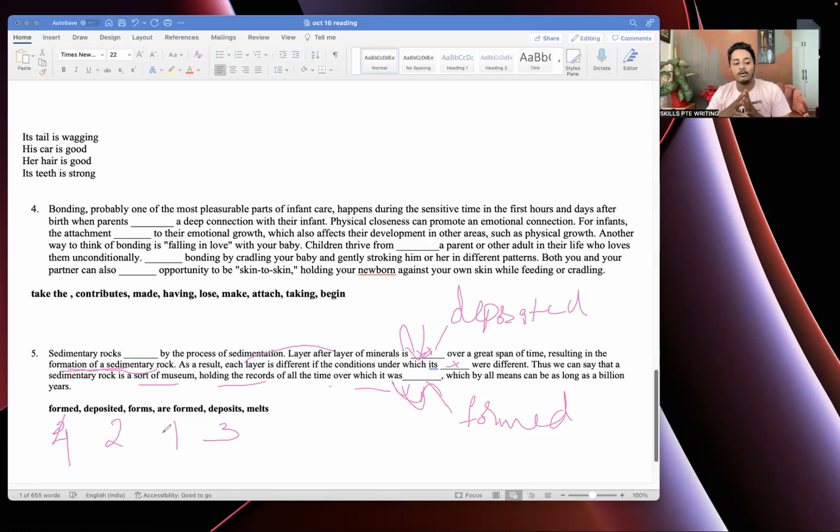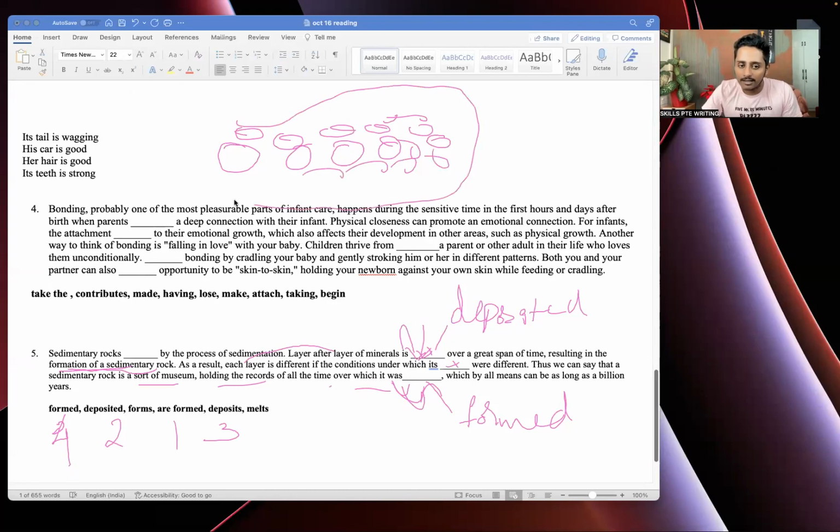Holding the records of all, sedimentary rock is formed, not deposited. Layer of minerals is deposited, it is not formed. Some volcano happened, a layer of minerals came here. One more layer of minerals, one more layer, one more layer. Minerals formed, so deposited. This entire thing, whatever formed, is called a sedimentary rock. Sedimentary rock is formed, layer of minerals is deposited. Each layer of mineral is different, under which its deposits were different. Here, over which the sedimentary rock was formed.